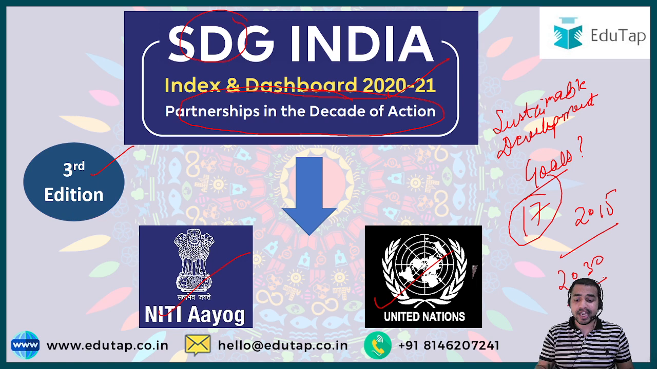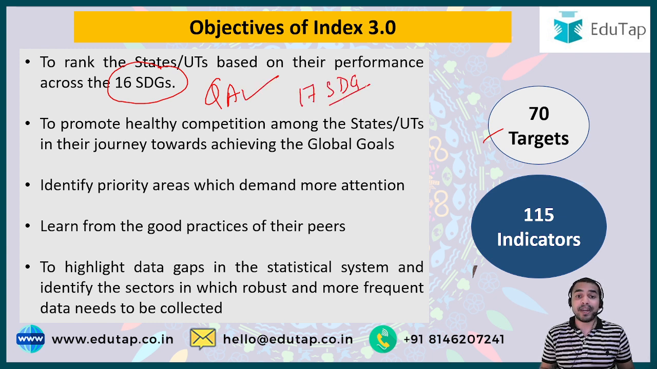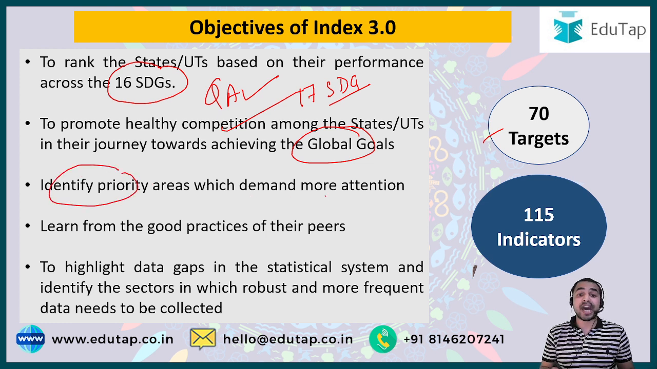So guys, now let's see what are the objectives of this particular index. And guys, this SDG Index 3.0 ranks the states and union territories of India based on their performance across the 16 sustainable development goals. And it also does the quantitative assessment of the 17th sustainable development goal, and it also aims to promote healthy competition among the Indian states and union territories in their journey towards achieving the global goals. And it also helps the Indian states and union territories to identify the priority areas which demand more attention in order to move forward towards achieving the sustainable development goals.